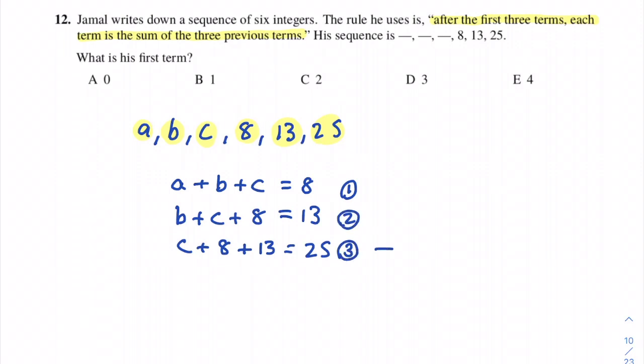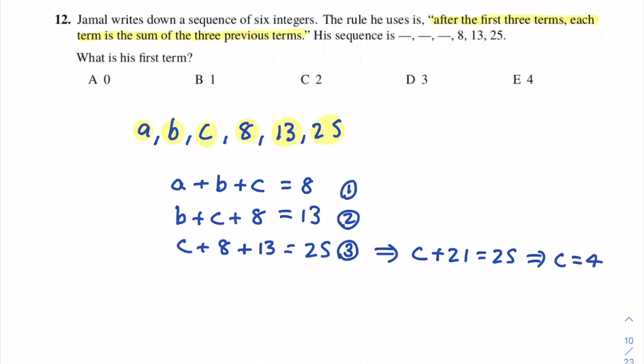And the third equation we can easily simplify, because we just have one unknown, which is c. So 8 plus 13 is 21. So we're going to have c plus 21 equals 25. And then if we subtract 21 from both sides, we're going to get c equals 4.